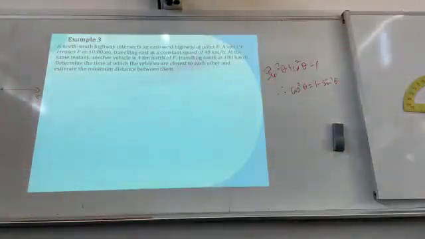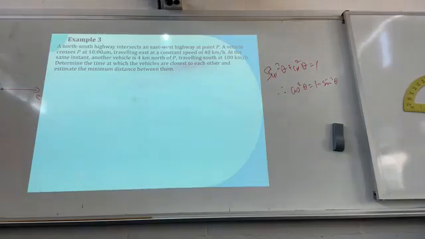Is time in hours, sir? Yes, you can use hours because the speed is in kilometers per hour. The speed is 40 kilometers per hour. So you need to find the distance.